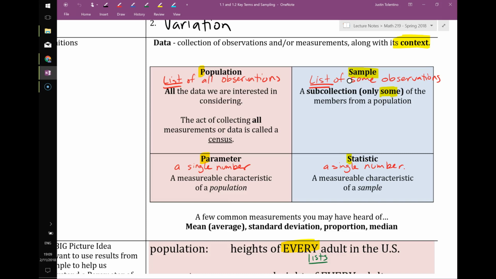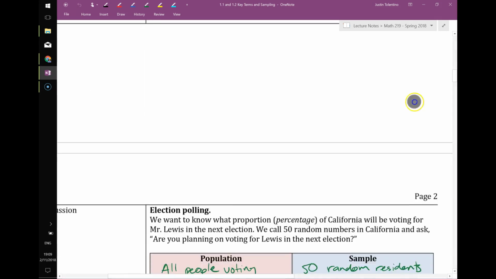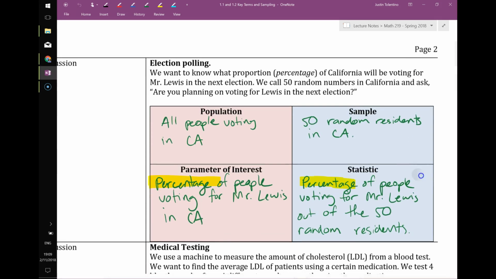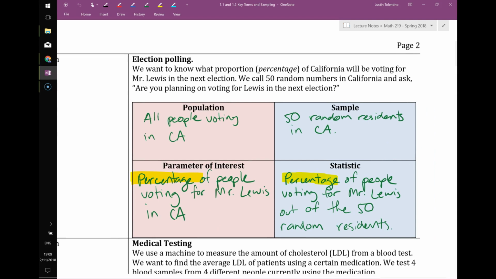So let's take a look at one example really quick. In this situation, it says something like, we want to know the proportion or percentage, they're the same thing, the percentage of California who will be voting for Mr. Lewis in the next election. And we call 50 random numbers in California and ask, are you planning on voting for Mr. Lewis at the next election?